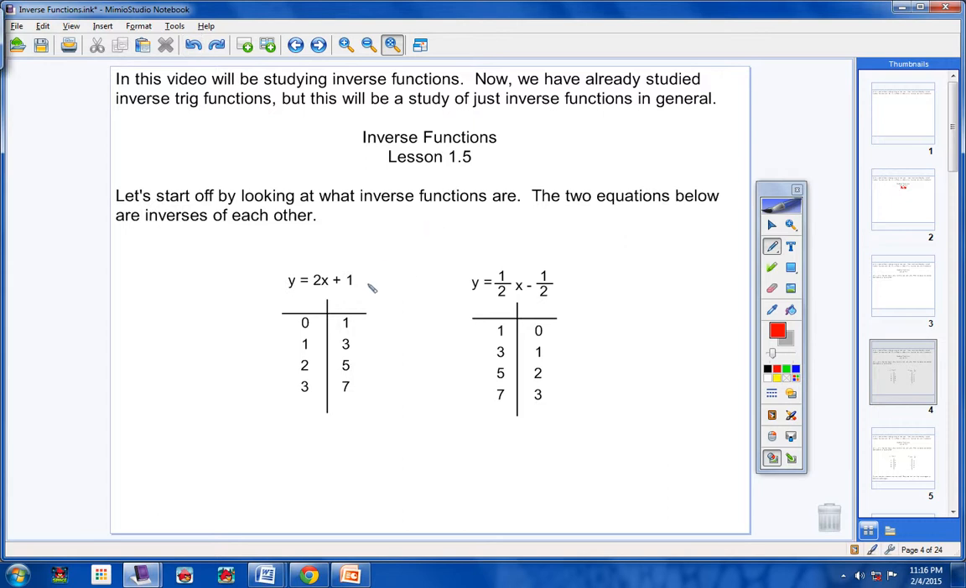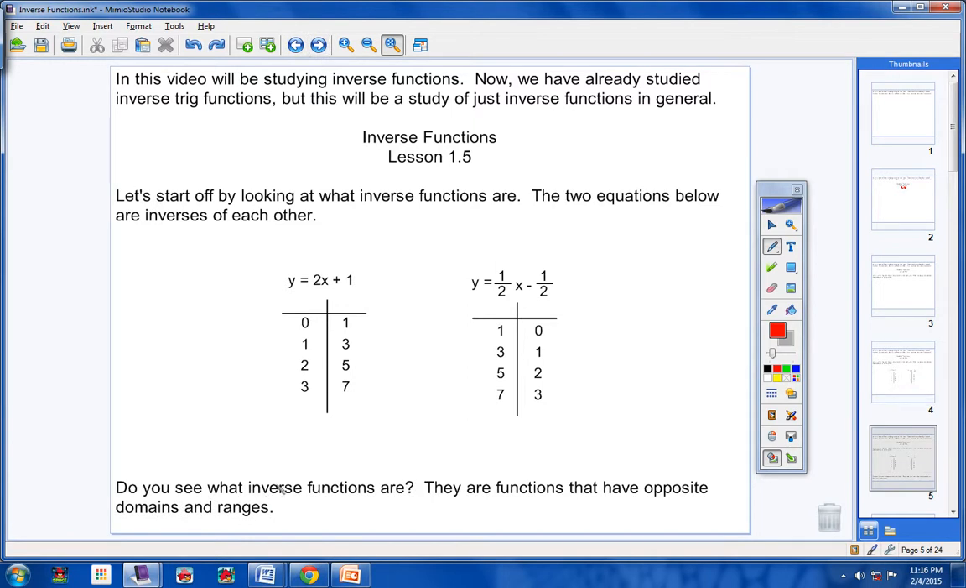Again, these two equations or these two functions are inverses of each other, okay? Copy them down and then copy these table of values down. Now, do you see what inverse functions are? Simply put, they are functions that have opposite domains and ranges.